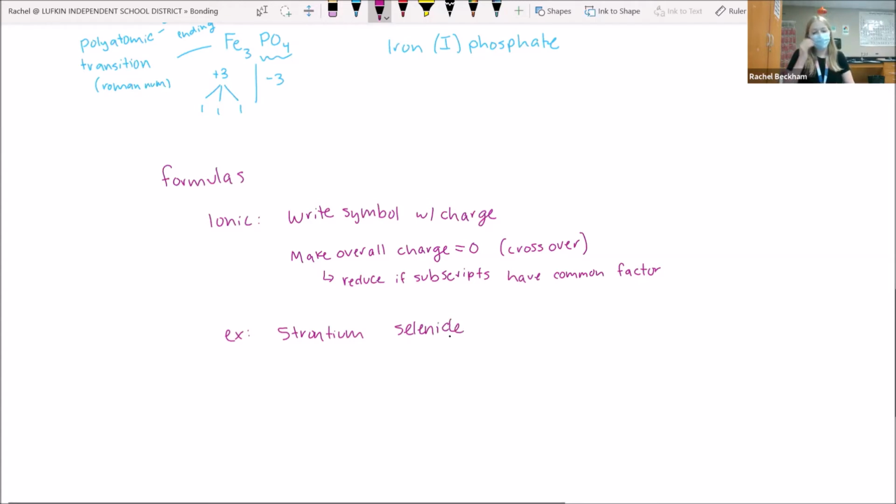Strontium selenide. Okay, I'll do this one with you guys, and the next one I'll have y'all practice. So strontium selenide, we start with the symbols. That's the first step: Sr and Se, wherever I find them. And then we have to find the charges. I look on my periodic table, and I see that strontium's charge is +2, and selenium's charge is -2, okay?